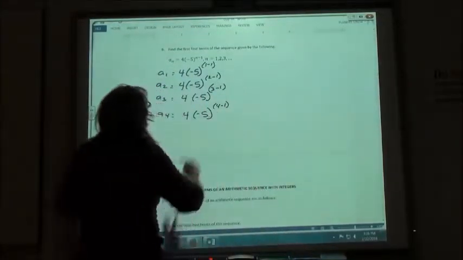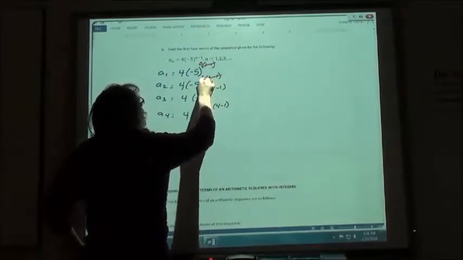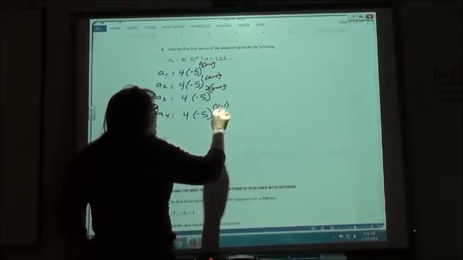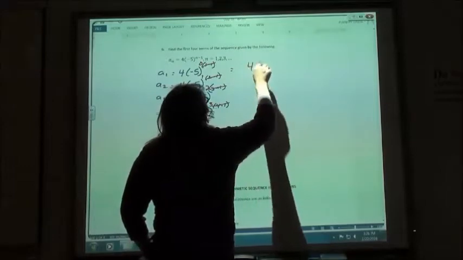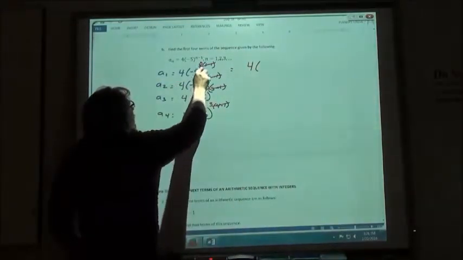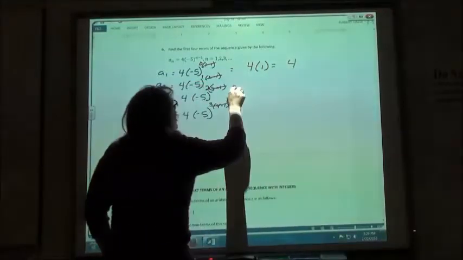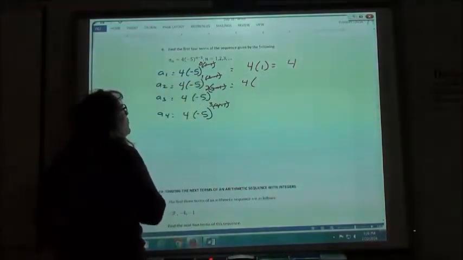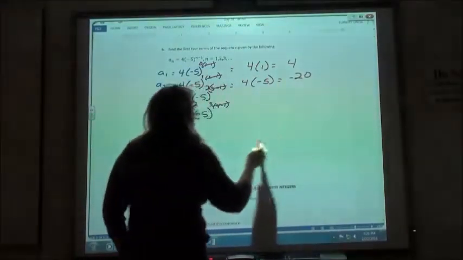So 1 minus 1 would give me 0 power. 2 minus 1 is the first power. 3 minus 1 is the second power. 4 minus 1 is the third power. So 4 times negative 5 to the 0 power is 1, gives me 4. 4 times negative 5 to the first power would be negative 5, so I get negative 20.